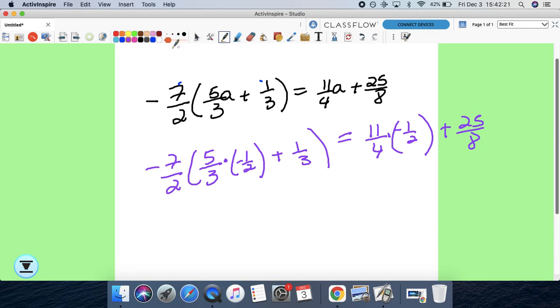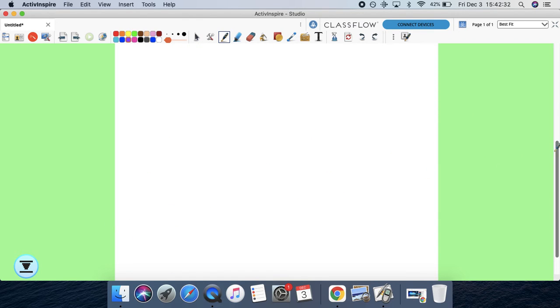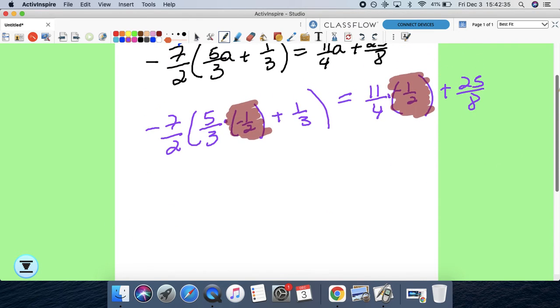And hopefully. Let me highlight what I substituted. I substituted here, and I substituted here. Okay. All right, let's see if this ugliness becomes a little bit prettier.